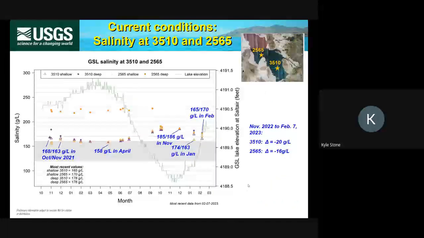The last thing I wanted to share was a zoom in on that plot I just shared, to give you an idea of the seasonal fluctuations that we see in salinity. If we go back to October, November of 2021, we were seeing about 168, 163 grams per liter. We had a really poor runoff that year, so we diluted only a little bit to 158 that spring. And then last fall, we had a really poor runoff, and lots of lake level decline and evaporation, where we concentrated to about 185, 186.